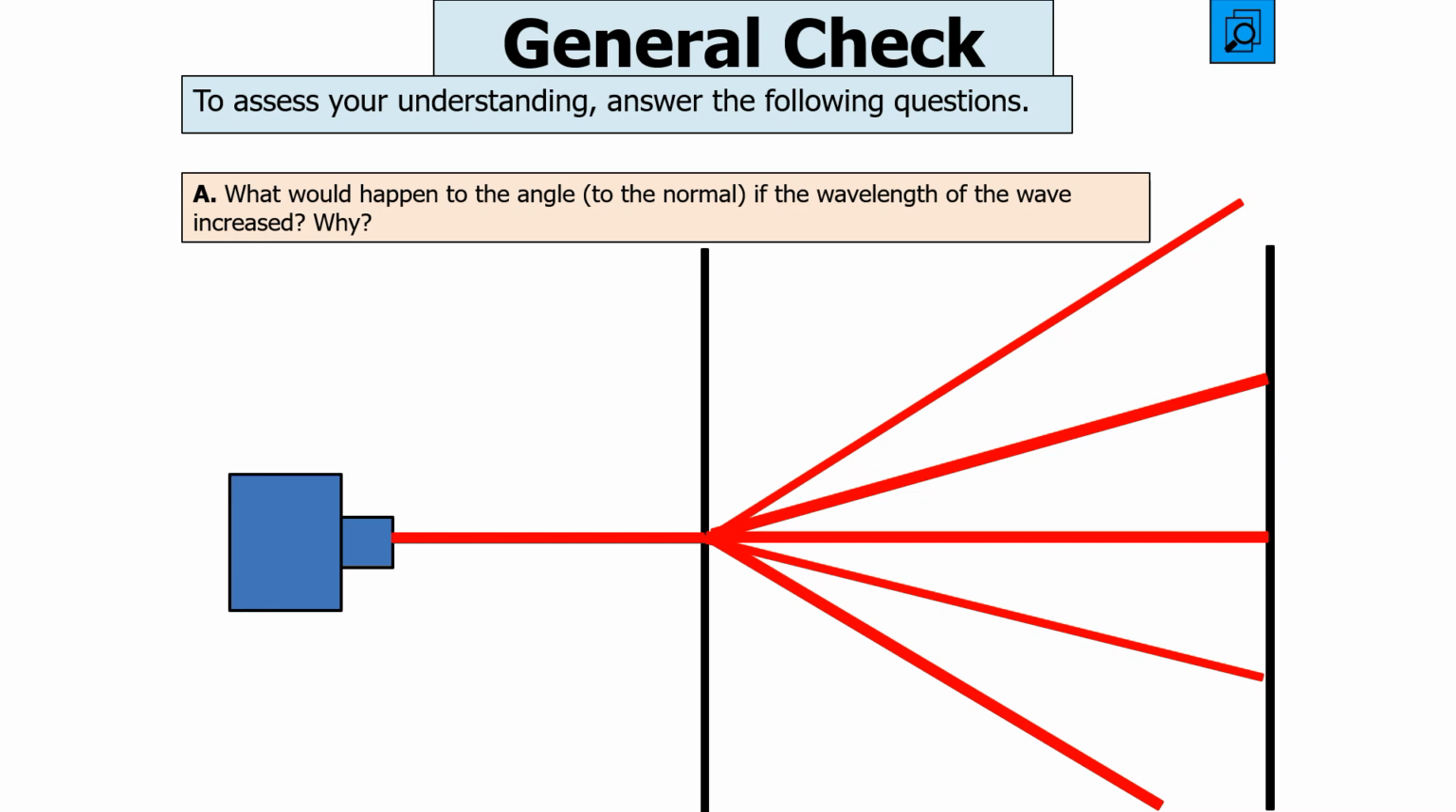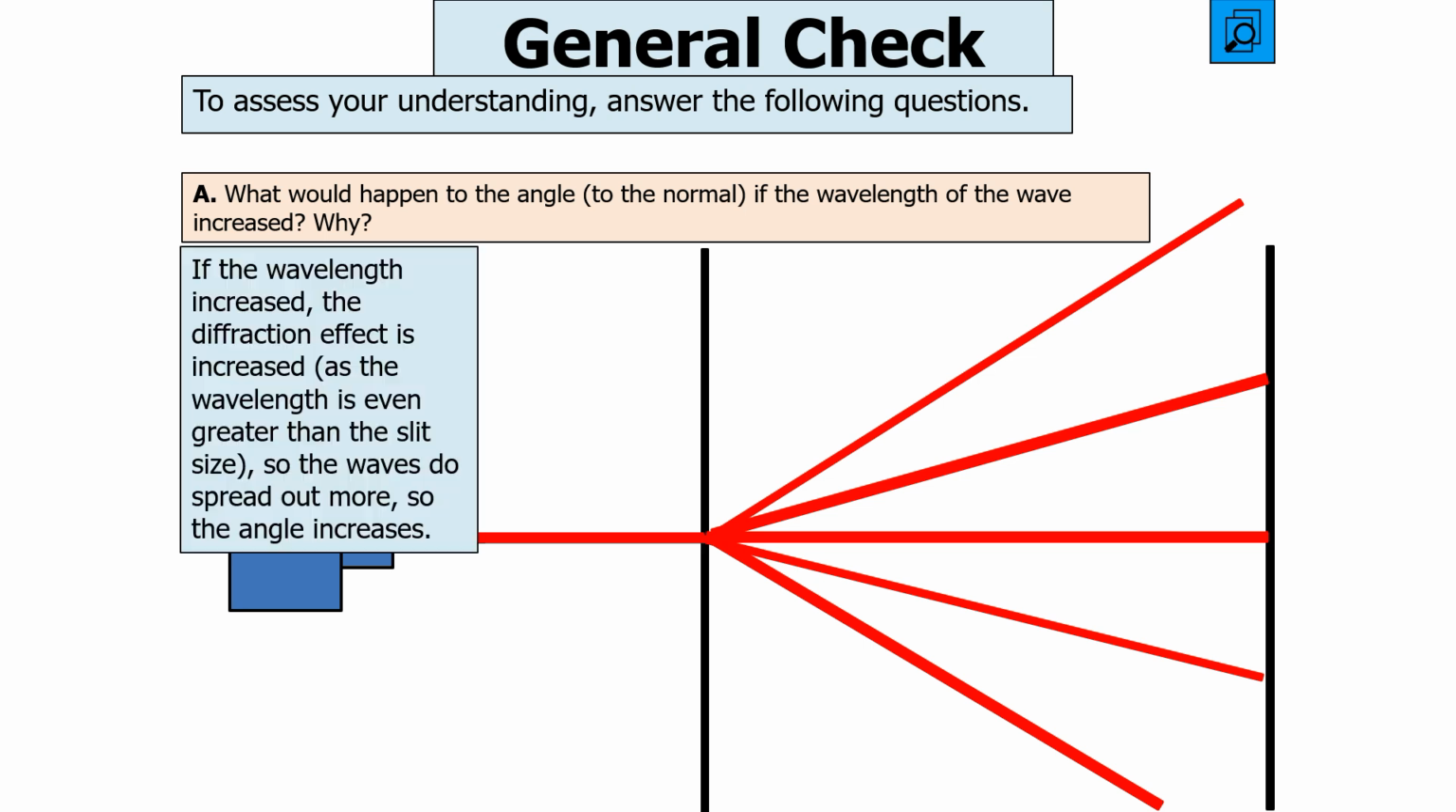What would happen to the angle if the wavelength of the wave increased? Pause the video now, then unpause the video when you want to go through your answer. If the wavelength increased, the diffraction effect is increased as the wavelength is even greater than the slit space, so the waves do spread out more and this causes our angle to increase.